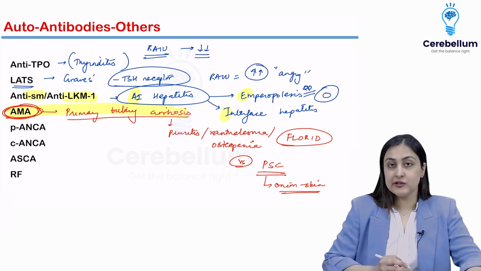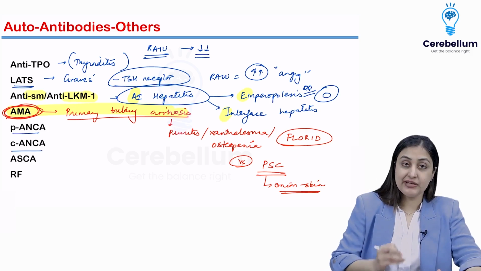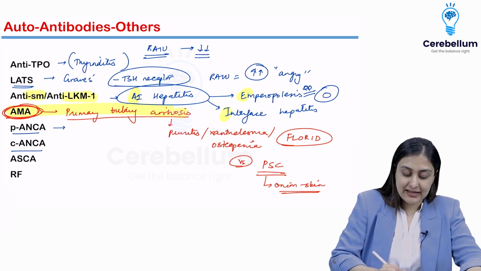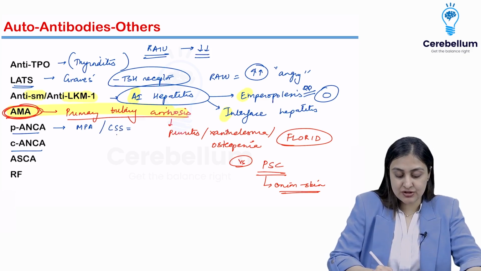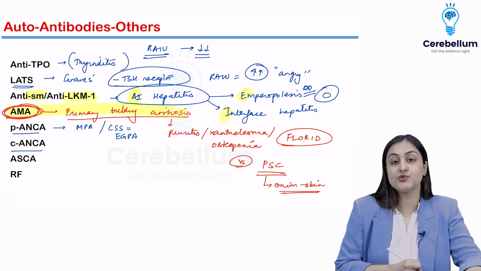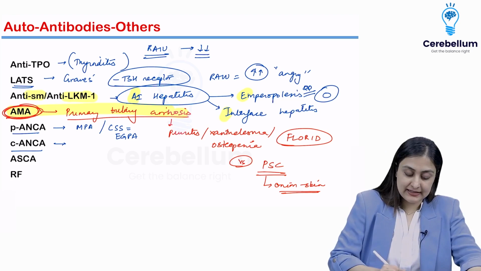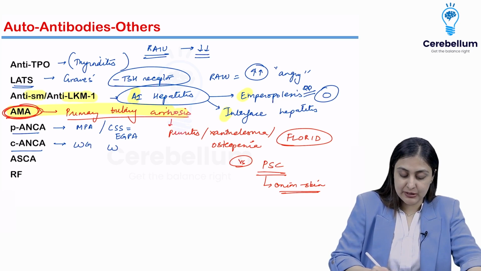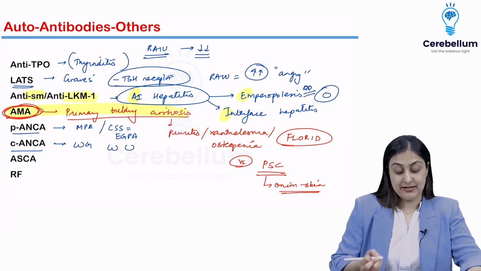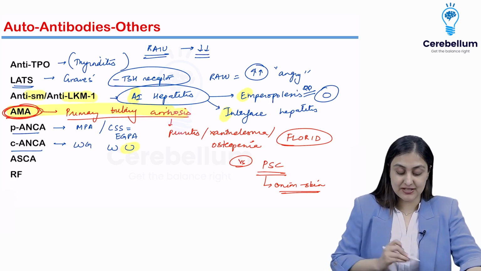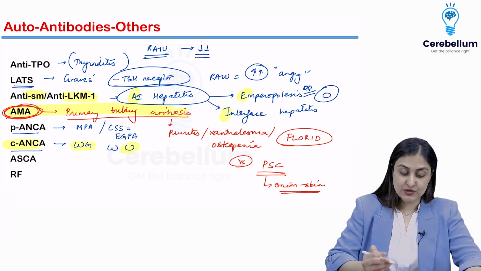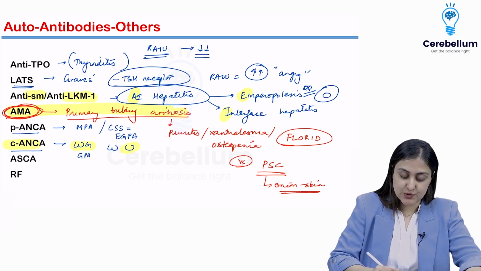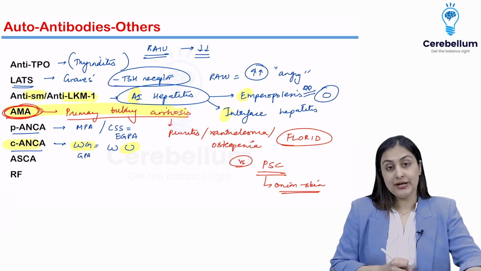Coming to ANCA, we are going to be talking about this in vasculitis. So we have P-ANCA and C-ANCA. P-ANCA is positive in microscopic polyangiitis and Churg-Strauss syndrome, which is now known as eosinophilic granulomatosis with polyangiitis, whereas C-ANCA is in Wegener's granulomatosis. How to remember is, instead of writing W like this, write it like this, and that is C. Alright, because I've seen a lot of students confusing C-ANCA and P-ANCA. So C is W, Wegener's granulomatosis, which is now known as granulomatosis with polyangiitis.